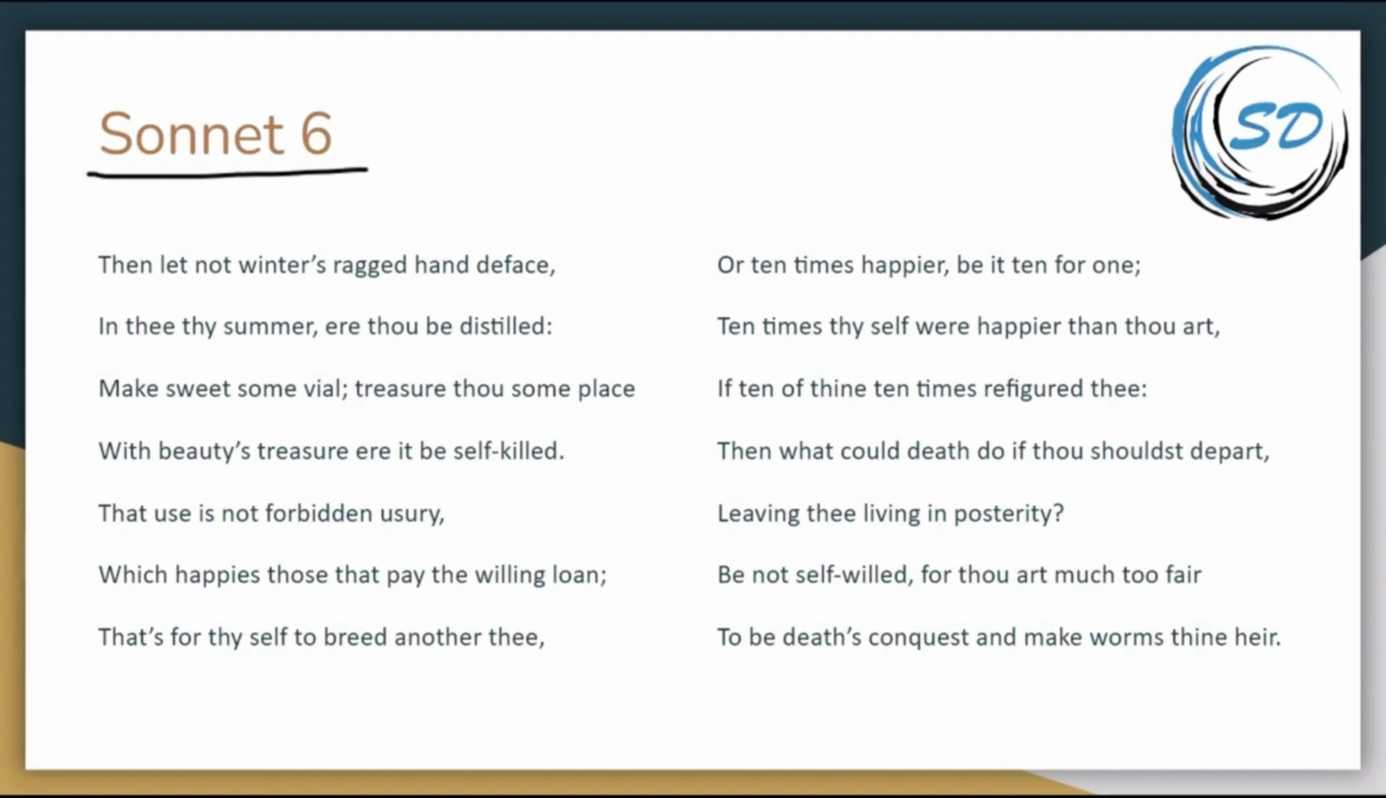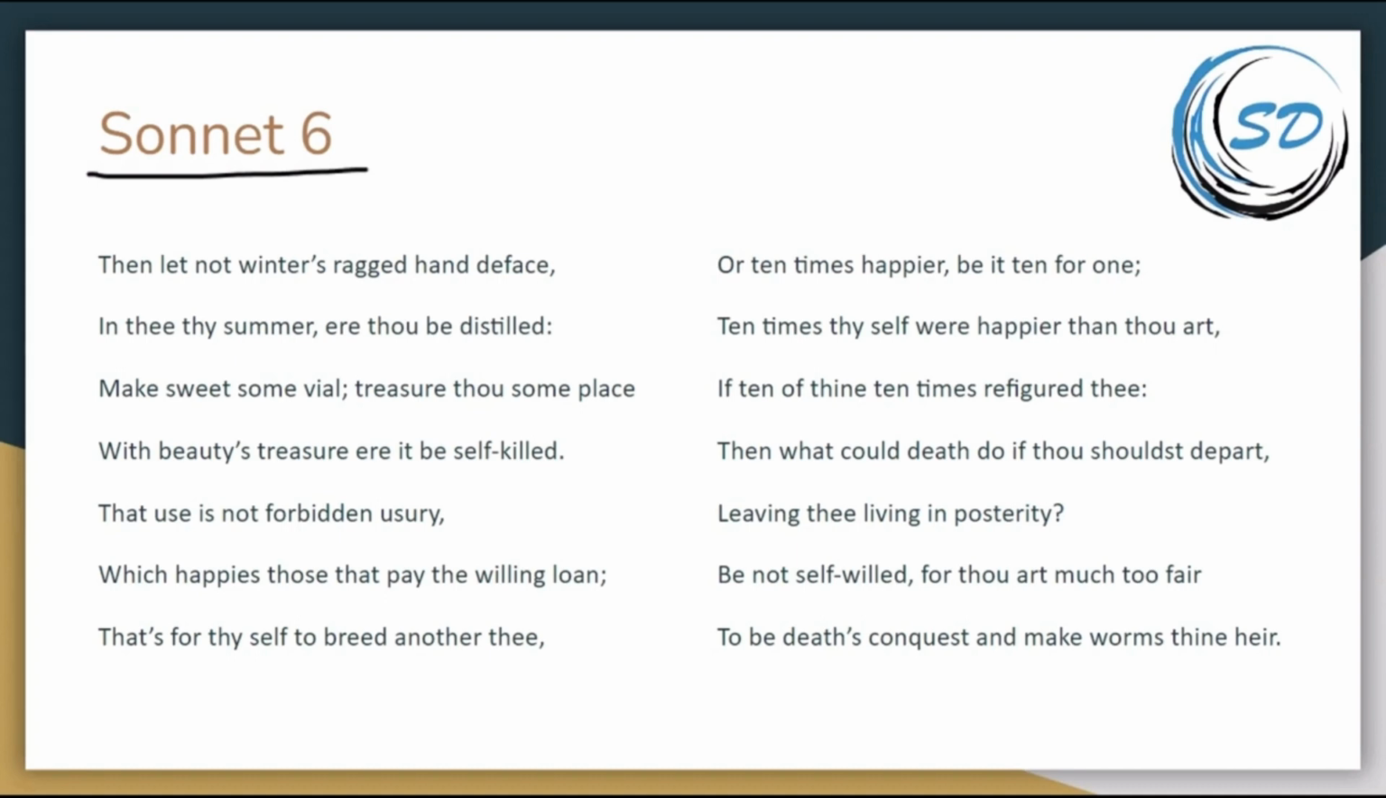Then let not winter's ragged hand deface, in thee thy summer, ere thou be distilled. Make sweet some vial, treasure thou some place, with beauty's treasure, ere it be self-killed. That uses not forbidden usury, which happeth those that pay the willing loan. That's for thyself to breed another thee, or ten times happier, be it ten for one.